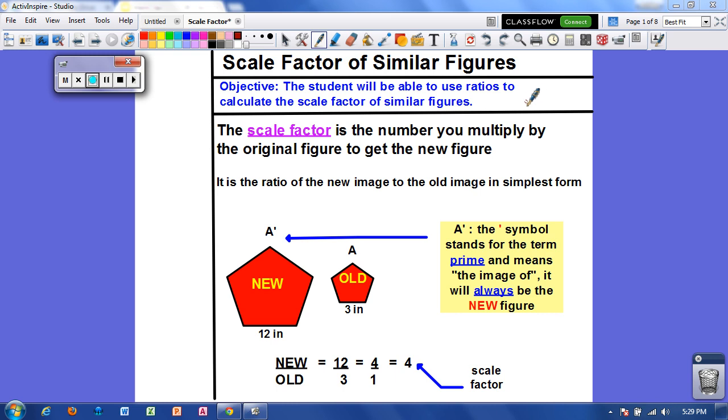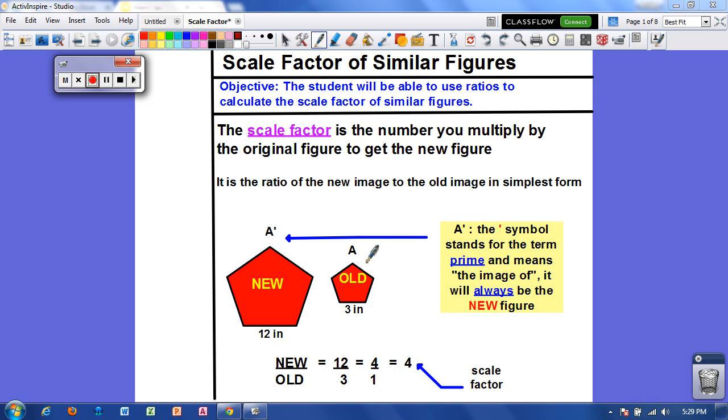Now we've been talking about similar figures, and we know that those are figures that have the same shape but not the same size. So that would be like these pentagons you see right here. Now the scale factor is the number you multiply by the original figure to get to the new figure. So let's talk about what's the old figure and what's the new figure.